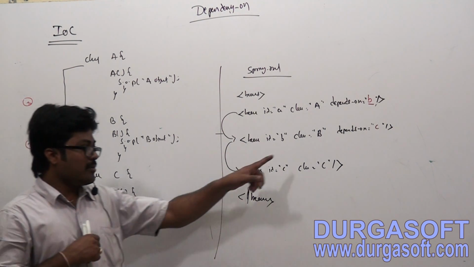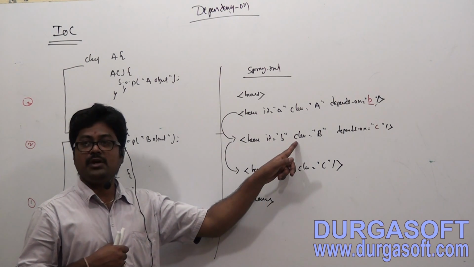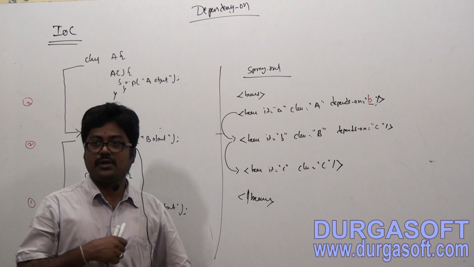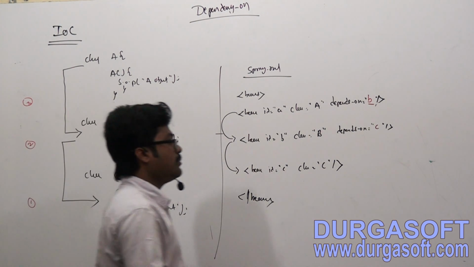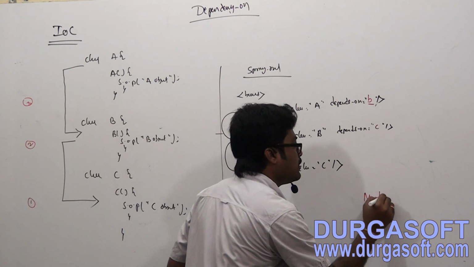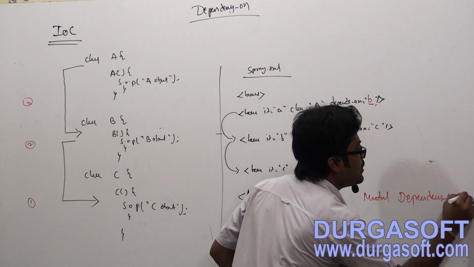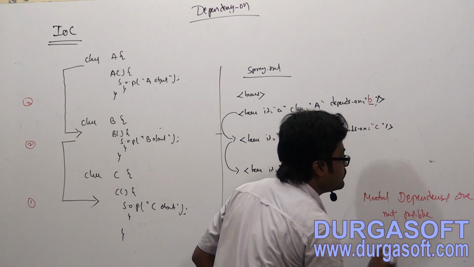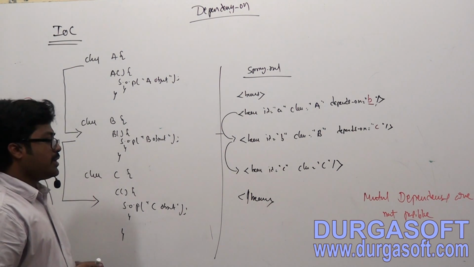If you say while creating B class object, B has a dependency on C, and if you say here C has a dependency on B, then which object should the container create, B or C? It will be confused, right? So mutual dependencies are not possible here. Mutual dependencies are not possible.